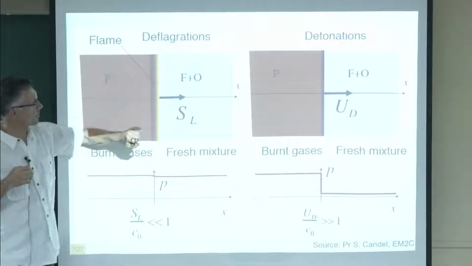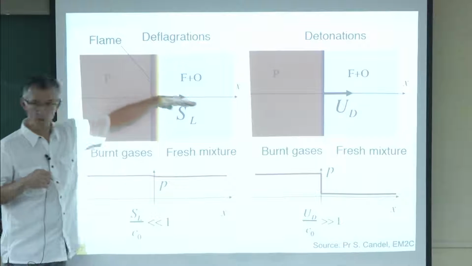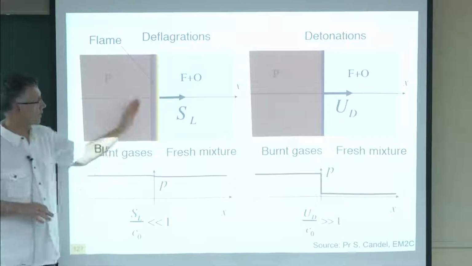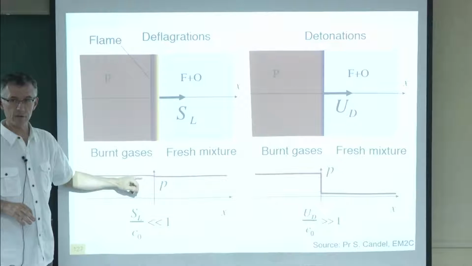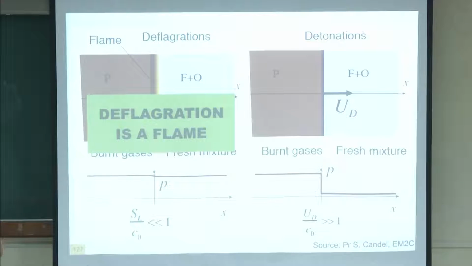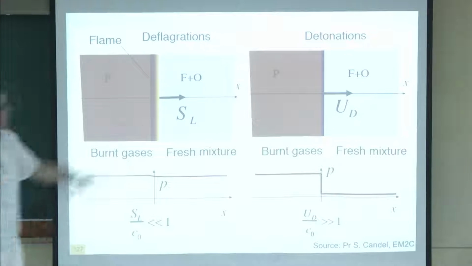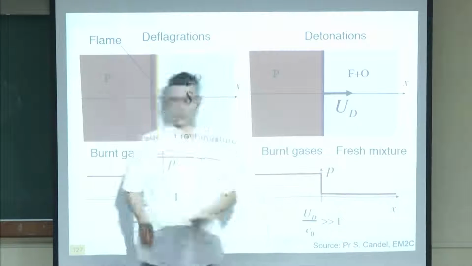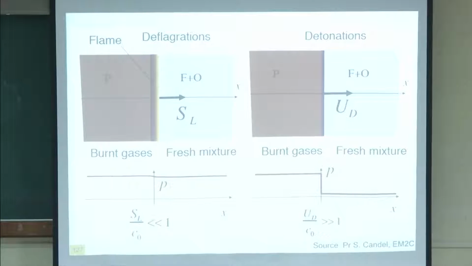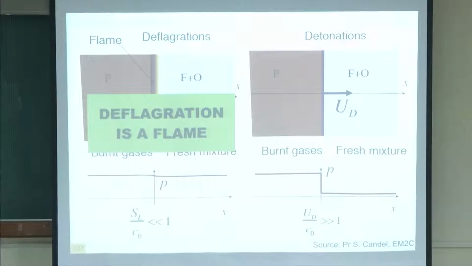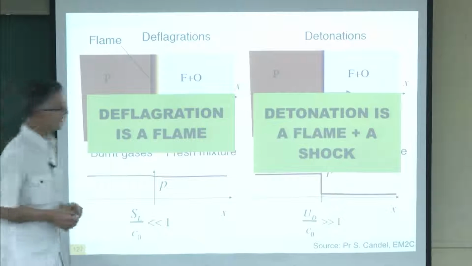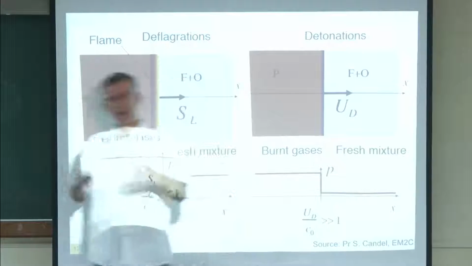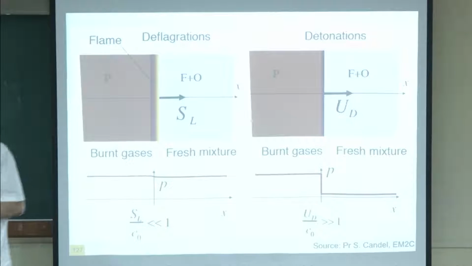One of them is deflagration, which is just a flame moving towards the fresh gases at a given speed, which is low, and the pressure on both sides will be almost constant. And there's a second solution, which is the flame now moving at a very large velocity, and there will be a pressure jump here. And that's what we call a detonation. And the detonation basically is a flame plus a shock. Because if you look at this thing here, when you have a pressure jump like this, it's exactly what you would have for a shock.